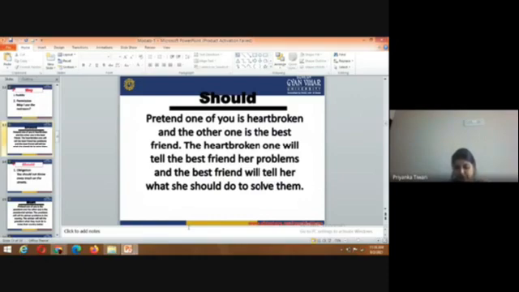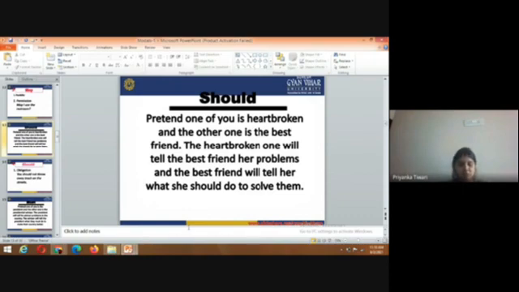Should is used with lest, like: you must work hard lest you should fail. Should is used with lest to express fear: you must give it to her lest she should get angry. Be quiet lest you should be late for the class.